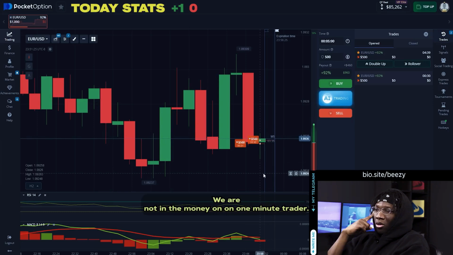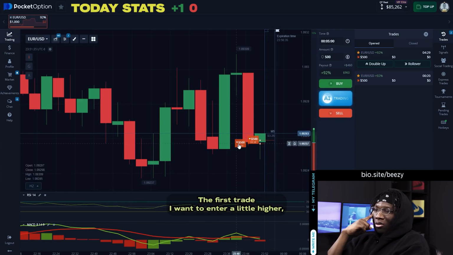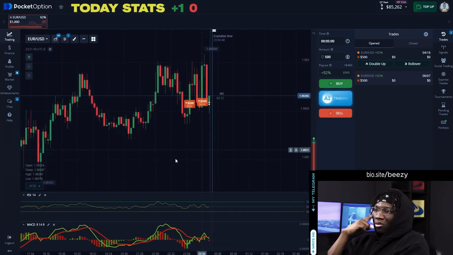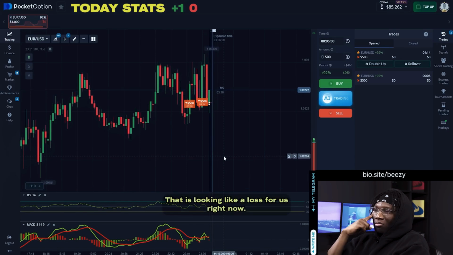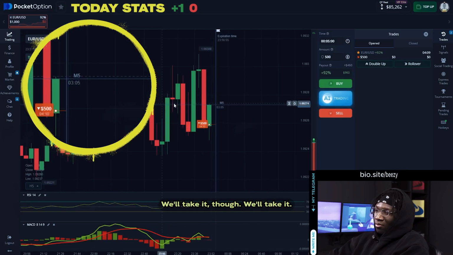We are not in the money on the 1 minute trade that we entered. And we are out of the money on both trades right now. The first trade, I wanted to enter a little higher, but it seems like even that wouldn't have really helped the situation. All right, that is looking like a loss for us right now. We'll take it though, we'll take it.